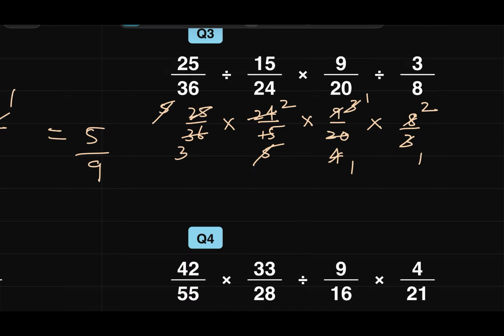Is there any further cancellation possible? No. So the final answer is, what all is remaining here now? This has become 1. So 2 and 2, 2 twos are 4 upon 3. Can we keep this as an improper fraction? We have to change it into a mixed fraction.